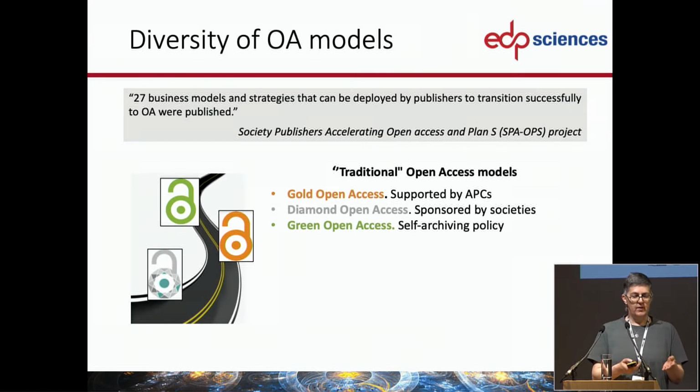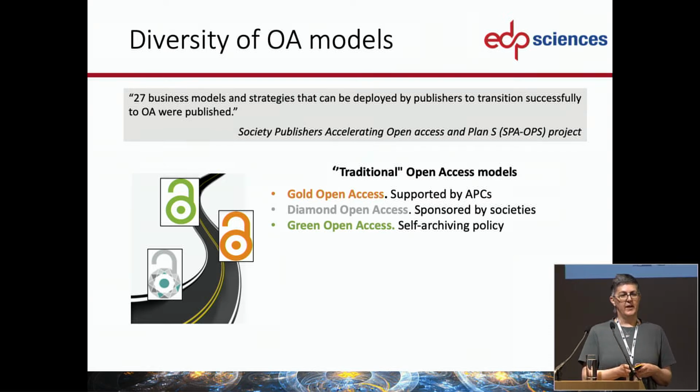I will also, in that slide, just recap the different main types of open access models that are considered. There could be something like 27 business models, or even more, if one starts counting all the different varieties of open access models that exist. So the gold open access model, supported by APCs, the diamond open access, sponsored by societies or sometimes institutions, and green open access, which could be grafted onto a subscription model. It's the self-archiving, the right of authors to put a version of their article on a repository, as well as in a journal.